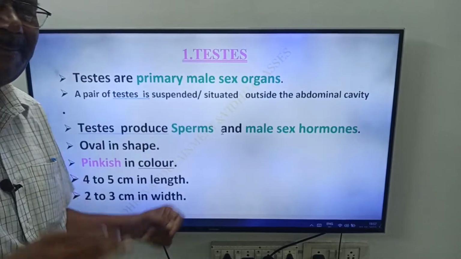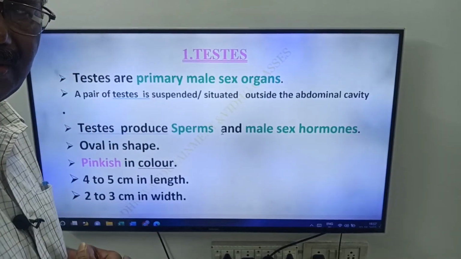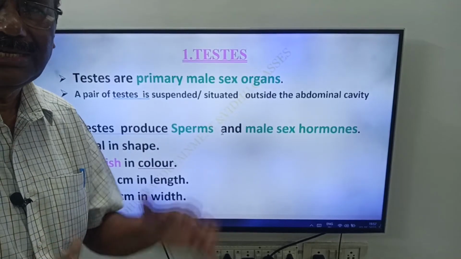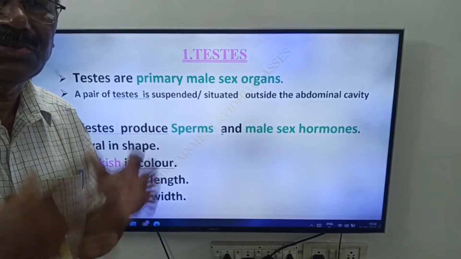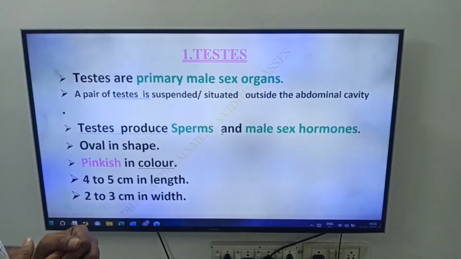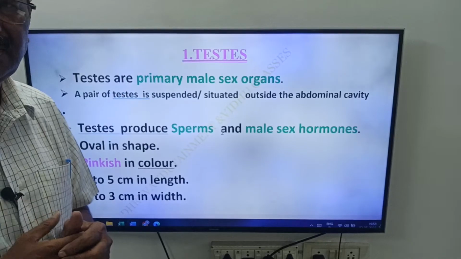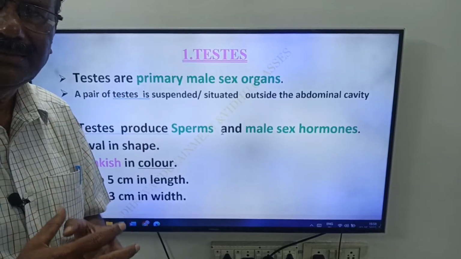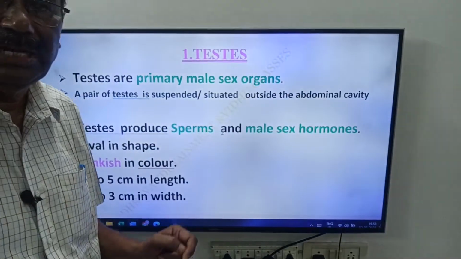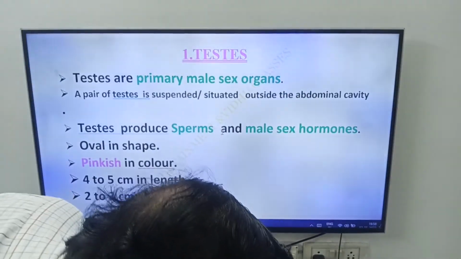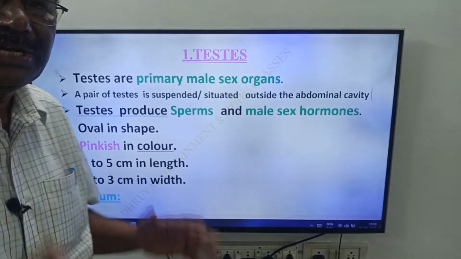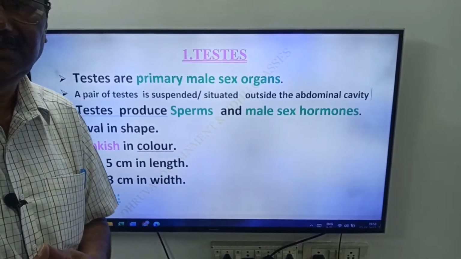These are the primary male sex organs. Sex organs are of two types, primary and secondary. Testes are the main sex organs, so we say they are the primary male sex organs. A pair of testes are situated, or suspended, outside the abdominal cavity. This is very, very important, friends. Testes are present outside the abdominal cavity.